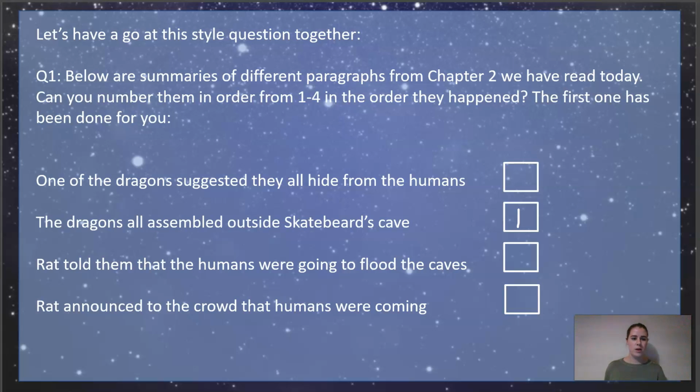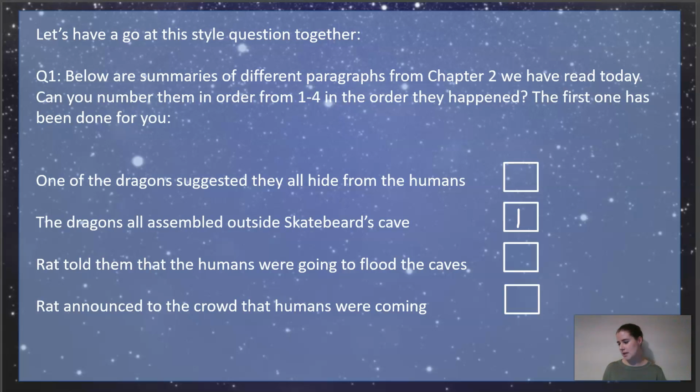One of the dragons suggested they all hide from the humans. Rat told them that the humans were going to flood the caves. Rat announced to the crowd that humans were coming. So if we start with the first one, the dragons all assembled outside Slatebeard's cave.